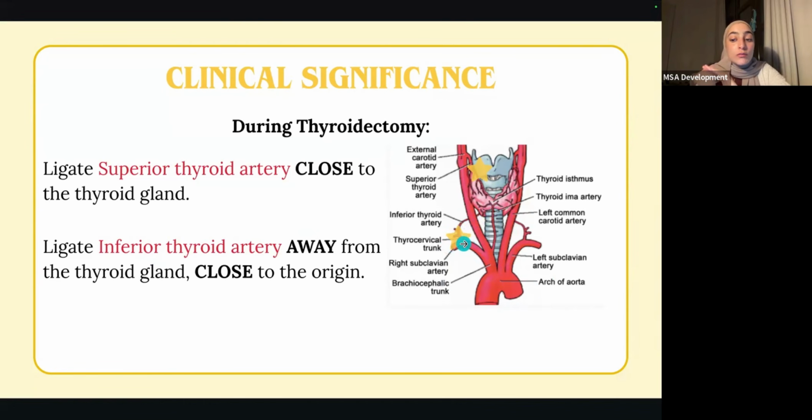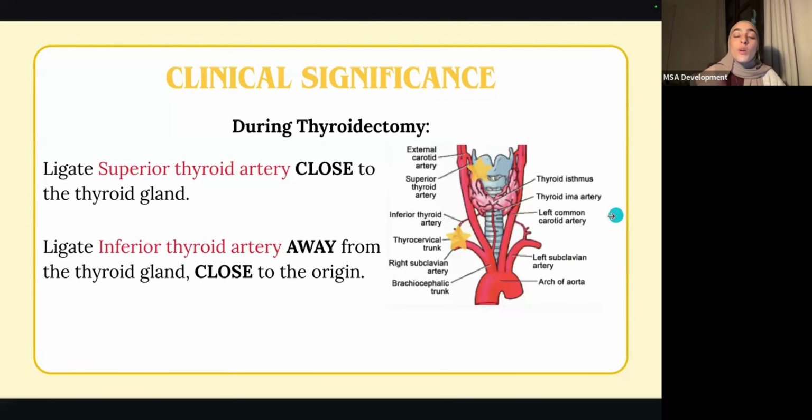This is completely opposite to what they do with the superior thyroid artery. The inferior thyroid artery, they ligate it or clamp it close to the origin. This artery is coming out from here. You ligate it. You don't wait for it to go to the thyroid gland. Okay, this is very important. Just know it as a concept, and it's likely going to be asked about. Thyroidectomy is the removal of the thyroid gland.